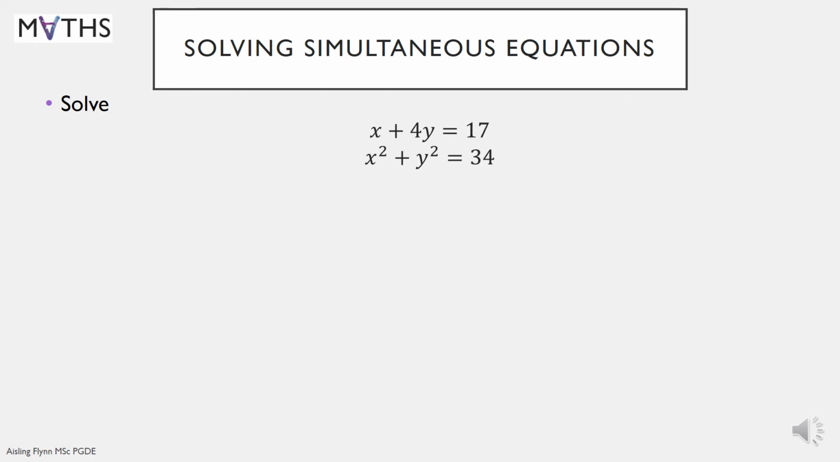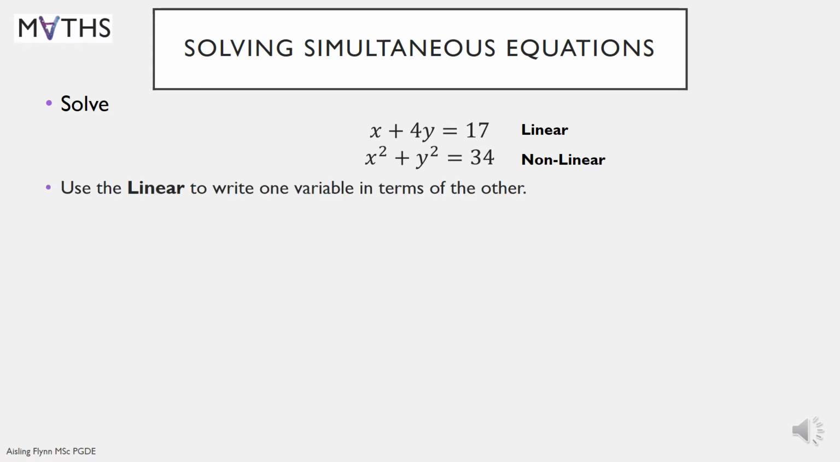Okay, so let's go through the process. Here's what we're asked to solve. On the top you can see a linear equation, and underneath you see a non-linear equation. So we begin with the linear. We're going to use the linear to write one variable in terms of the other. Okay, so what does that mean? It means you take your linear equation and you change it so that it reads x equals and the rest of the equation, or y equals and the rest of the equation.